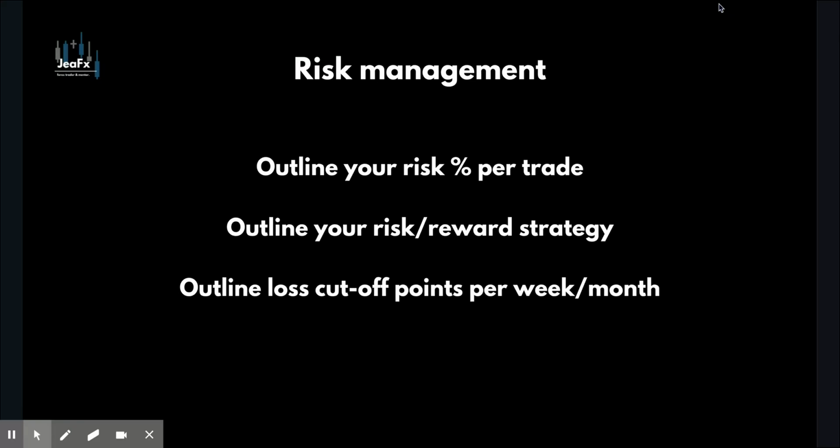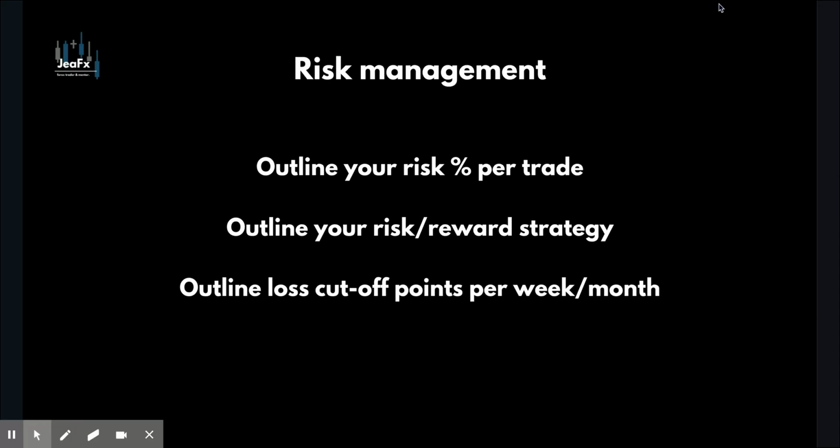Risk management is the first real thing after we've spoken about capital to actually consider and put down on paper. This includes outlining your risk percentage per trade, outlining your risk reward strategy. So that whole strategy of going for risking $1 to make 2, to make 3, to make 4. What is your risk reward strategy? What are you going to be aiming for? And then what are you actually going to risk per trade in order to get you there?